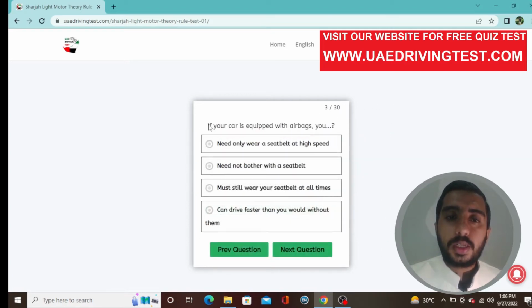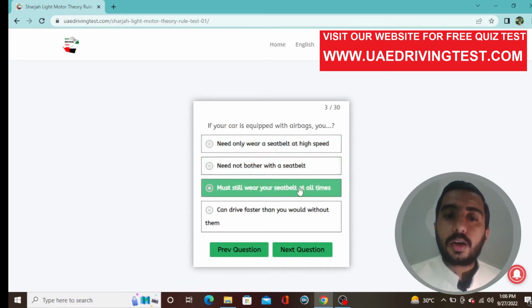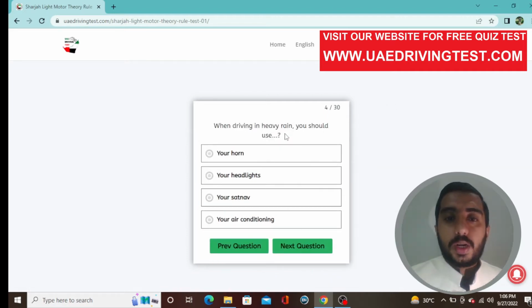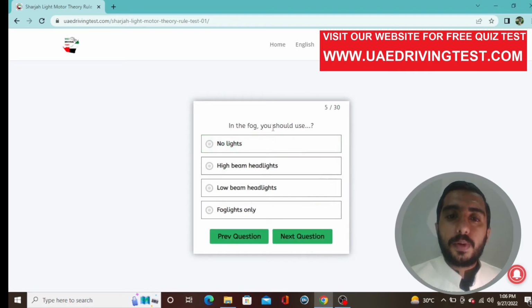Question number 3 is, if your car is equipped with airbags, you must still wear your seat belts at all times. Option C is the correct one. Next question. When driving in heavy rain, you should use your headlights. Definitely option B is the correct one. Next, question number 5 is, in the fog, you need to use low beam headlights. Option C is the correct one.